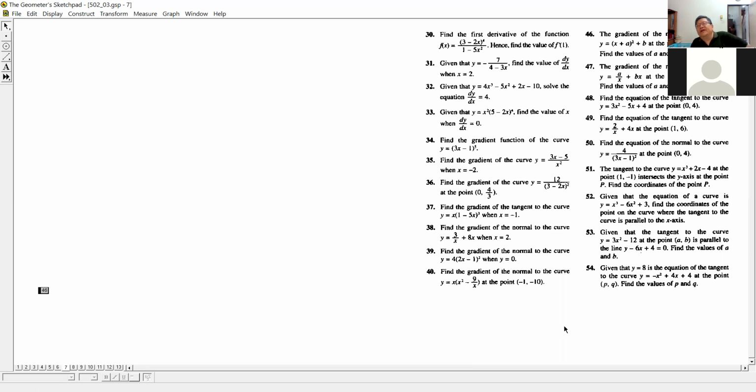Can you see question 46 or not? Okay. You are given an equation with a and b there. Then they give you a point and a gradient. Find a and b.